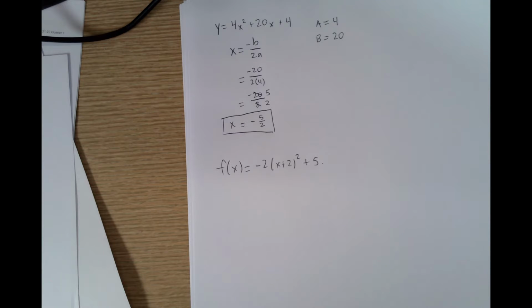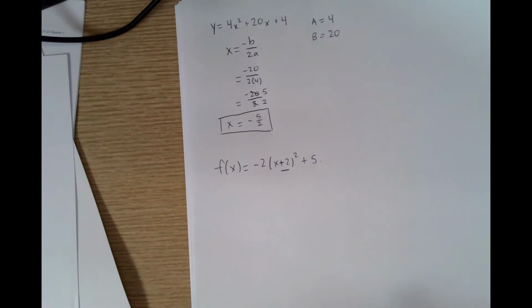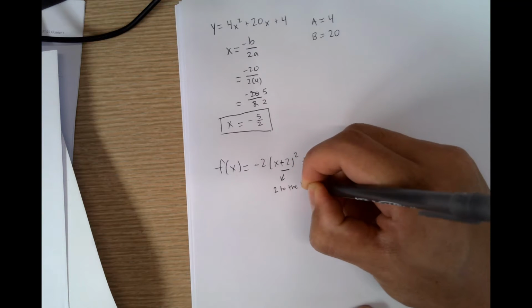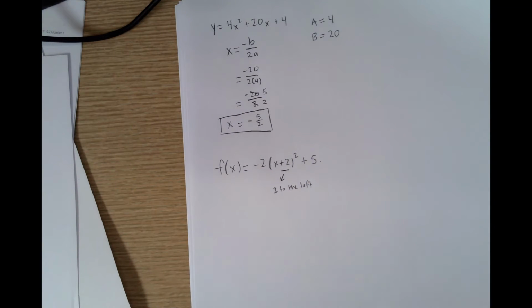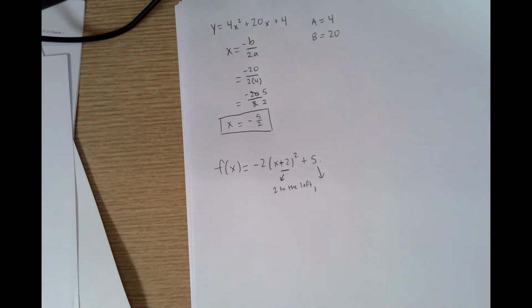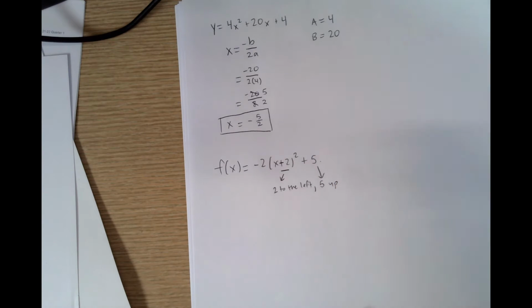There's a graphic organizer talking about what the numbers mean, and this is also in the first part of your notes. One thing we can identify is that if this is being added on the inside, this means it is moving 2 to the left. If the number is being added on the outside, that is going to move 5 up. If it was being subtracted on the outside, it would be moved 5 down.